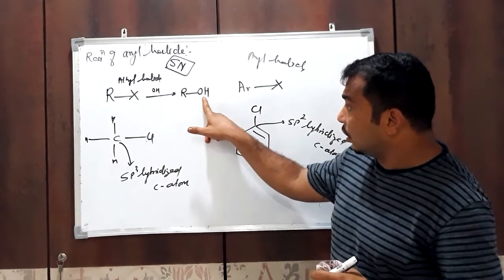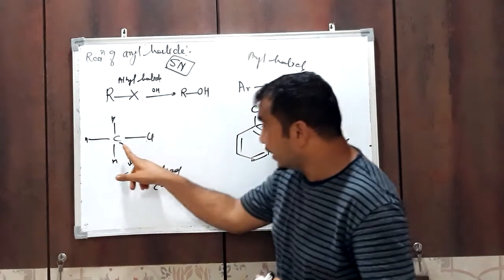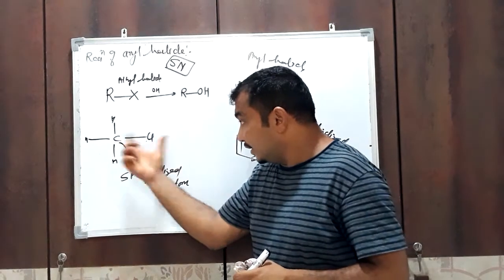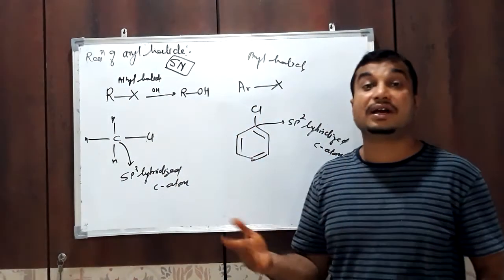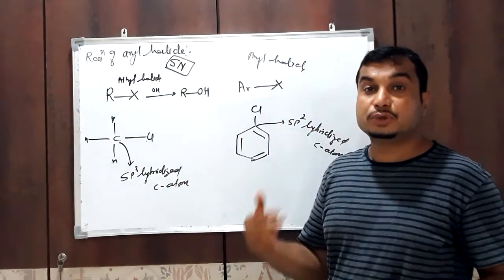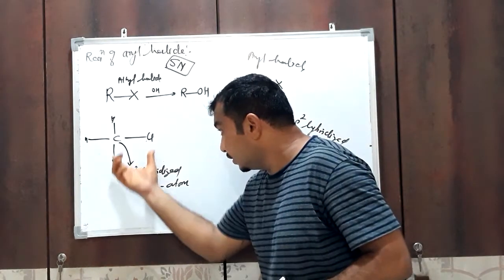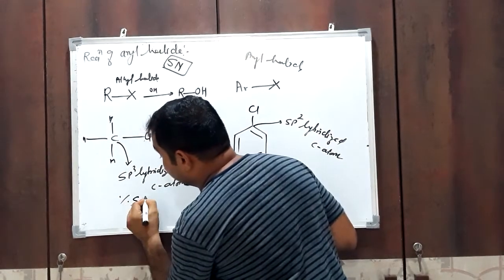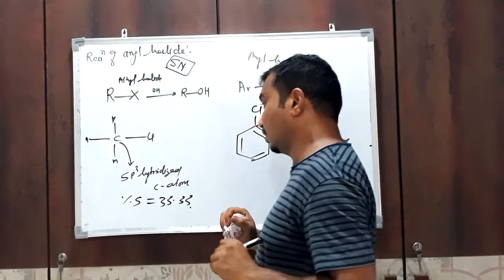Here, the halogen atom, or chlorine atom, is attached to an sp3 hybridized carbon atom. This carbon atom has used sp3 hybrid orbitals for bond formation. So this carbon has a lower percentage of s character. The percentage of s character in this carbon atom is 25.